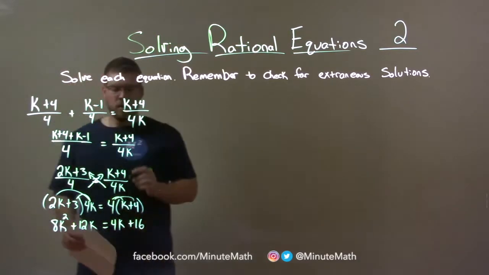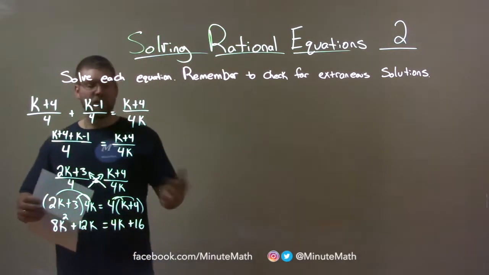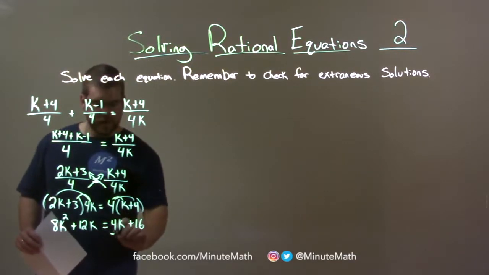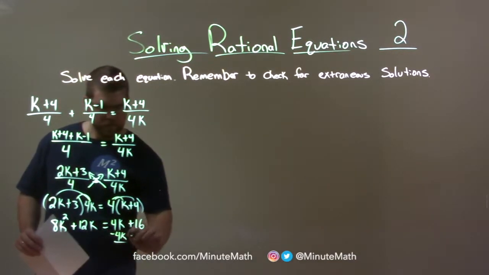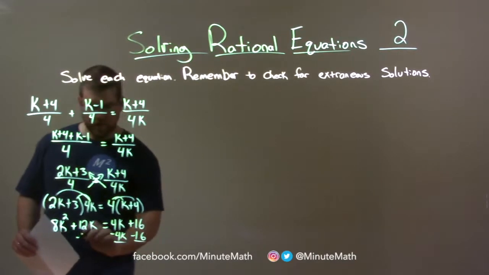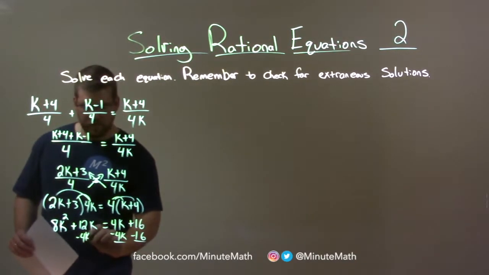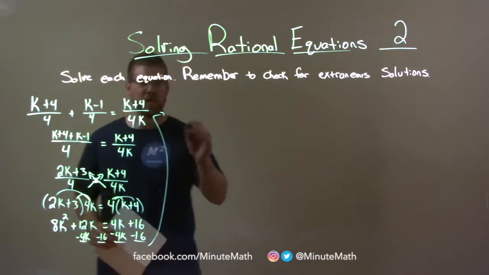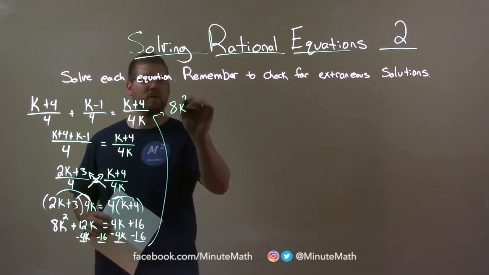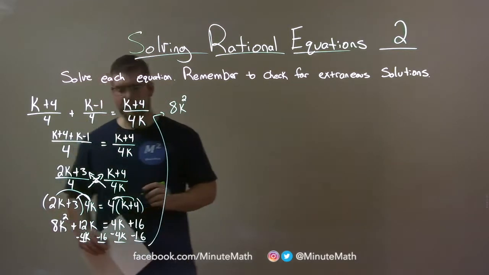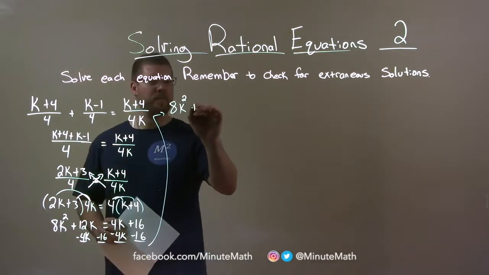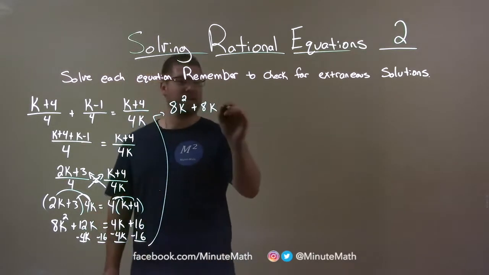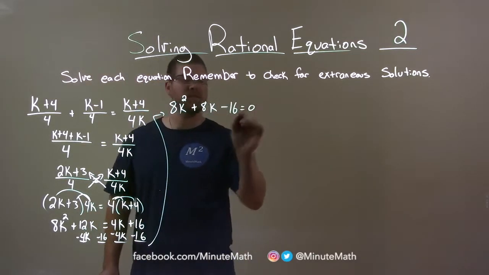All right. So now let's bring everything over to one side. So bringing everything over, we subtract a 4k and subtract a 16. Continue the work up here, and we're left with 8k squared. And then 12k minus 4k is another 8k, plus 8k. And then we have a minus 16 left over, and that's equal to 0.